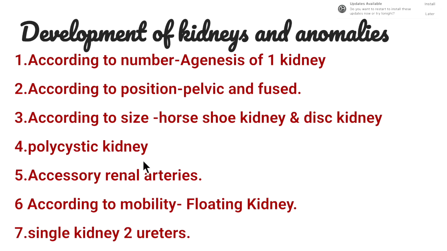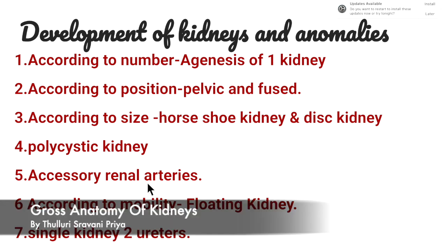One is polycystic kidney. This is an autosomal dominant disorder. In this condition, we'll see a number of cysts occupying the renal parenchyma. So by the appearance of all these cysts, there will be impairment of the kidney. Accessory renal arteries: sometimes accessory renal arteries will be seen. Usually they are not there, but in 15% of individuals there is a chance of accessory renal arteries.